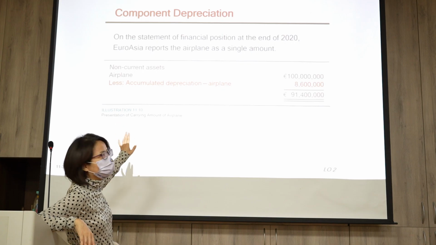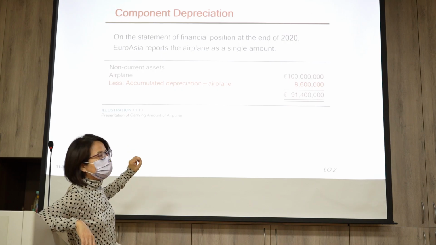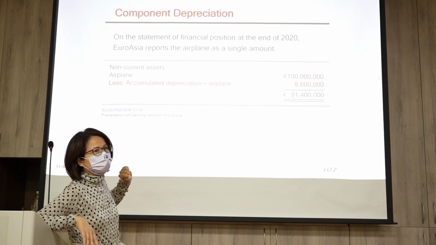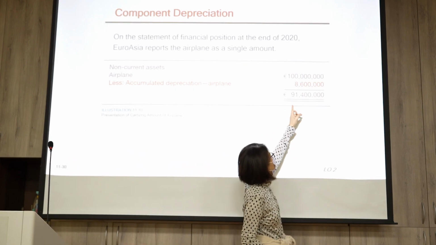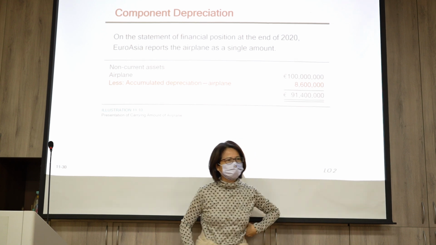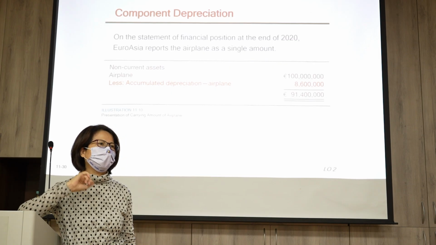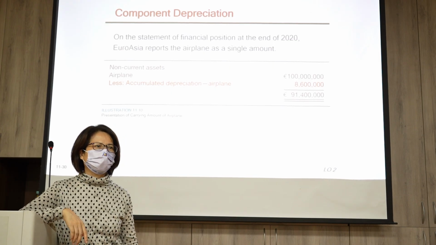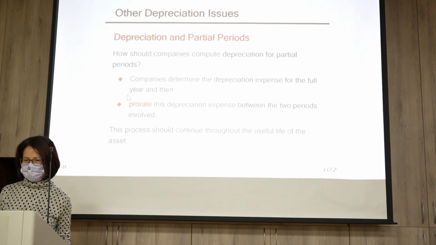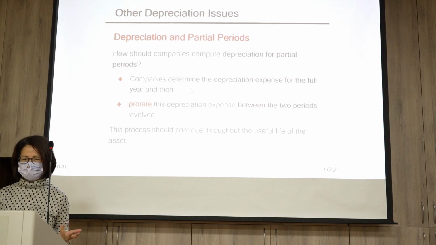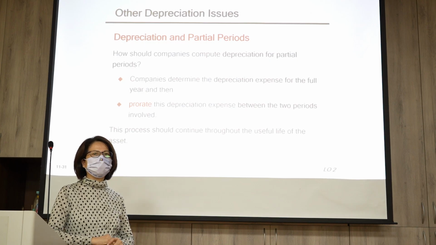All right, so for the presentation, you will see something like this, but in some reports, they don't really show accumulated depreciation. They only show the net amount. For example, this one, they will only show 91,400,000. All right, and then in the notes, you should be able to find some of the details. What is the component? And the other depreciation issues that I just mentioned.